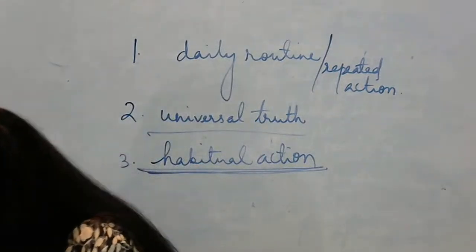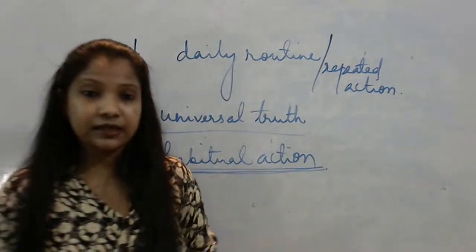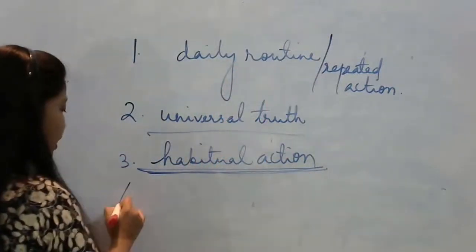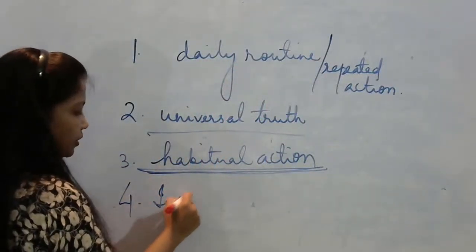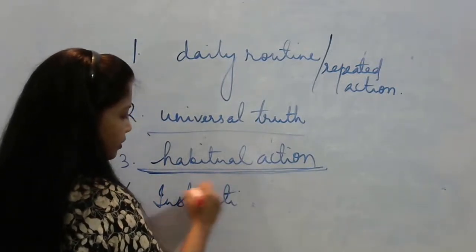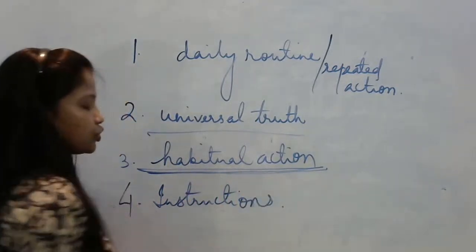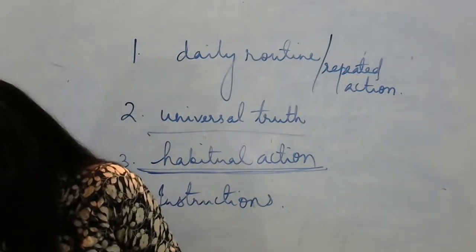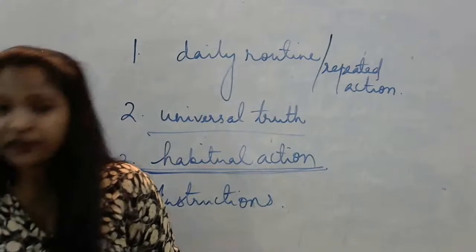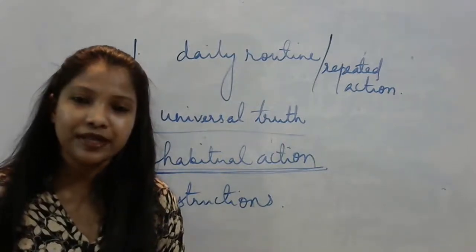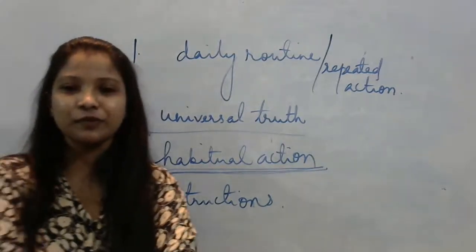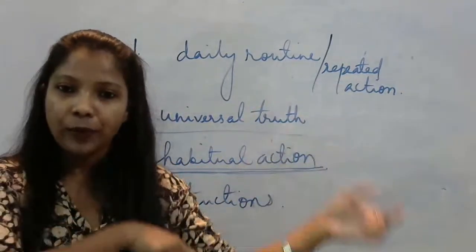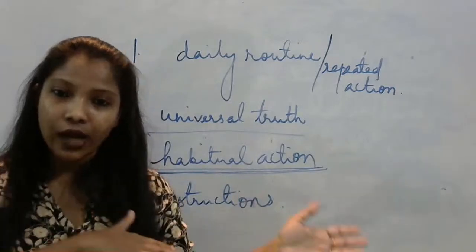Fine. Okay. Now, after this, we have discussed daily routine, universal truth, habitual action. Now come to the next one, instruction. To give instructions also we use simple present tense. Now instructions are also in simple present. Open the door. I will not say opened the door. I will not say will open the door.